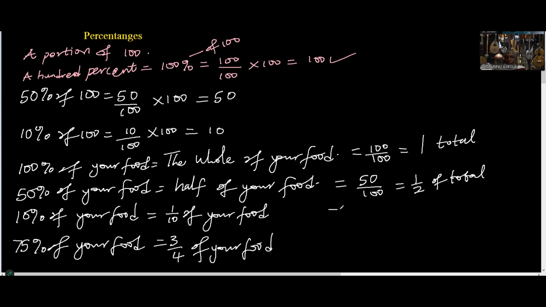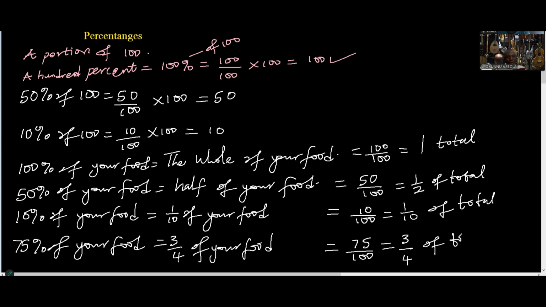Then what if the one that says 10%? That is 10 over 100, and that is 1 over 10 of that total. Is that clear? Yeah. And what if I say 75%? That's 75 over 100, and that is 25 in 75 is 3, right? And 25 in 100 is 4. That is 3/4 of total.